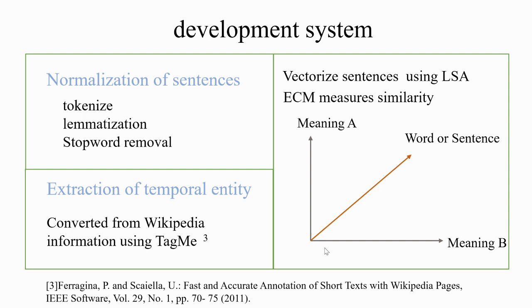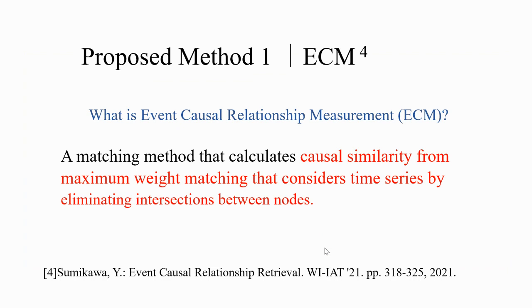Next, the system measures the similarity between the historical news input and the contemporary news retrieved from the database. In this case, LSA is used to calculate the similarity between vectorized sentences, but this method uses the ECM calculation method. ECM is a method used from previous research and is a matching method that calculates causal similarity from maximum weight matching that takes into account time series by eliminating intersections between nodes.